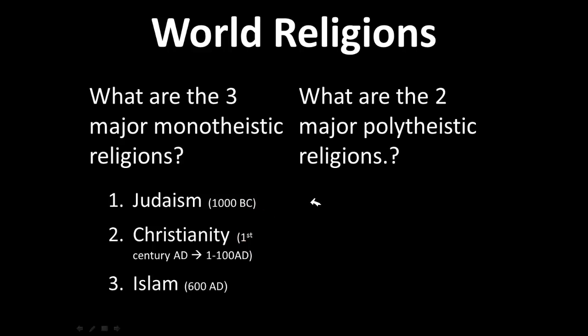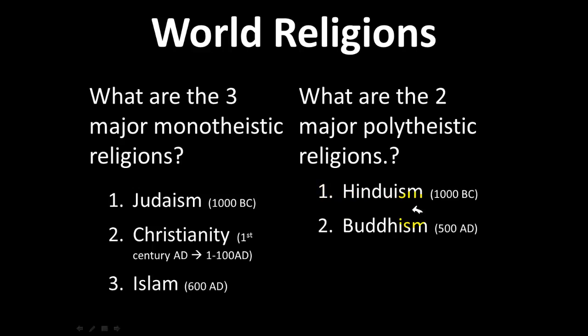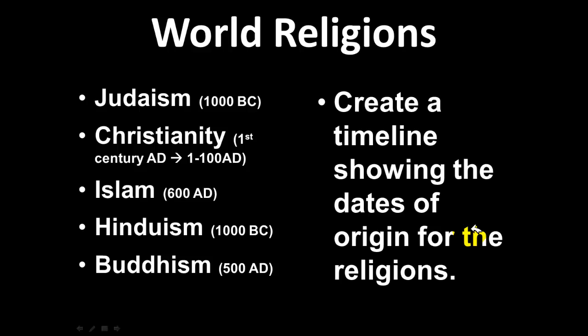The two major polytheistic religions that we'll briefly touch on today are Hinduism, which was formed around 1000 BC, and we mean BC is generally before Christ, and AD is generally after Christ, or after death actually. And number two is Buddhism, which was founded around 500 BC.